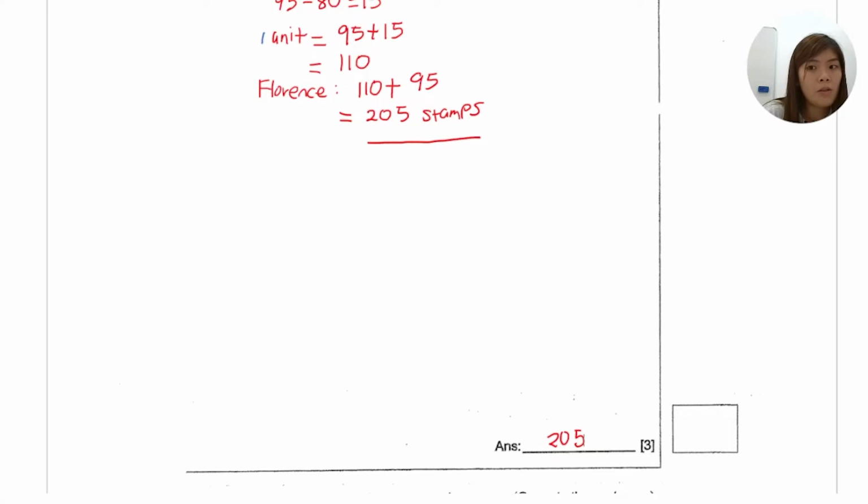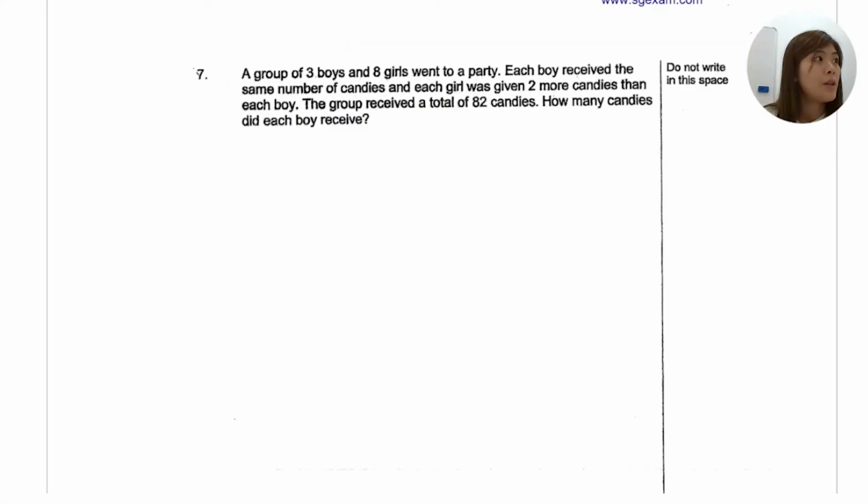Okay, moving on. A group of 3 boys and 8 girls went to a party. Each boy received the same number of candies, and each girl received 2 more candies than each boy. In total they received 82 candies. How many candies did each boy receive?